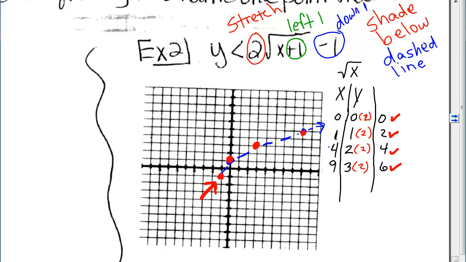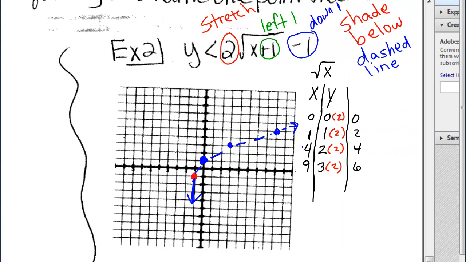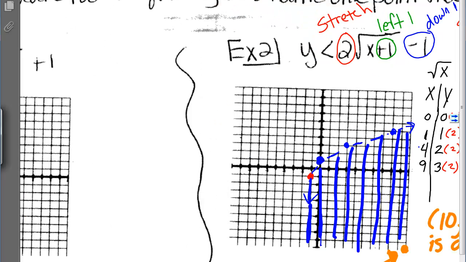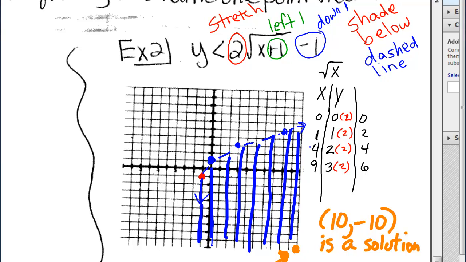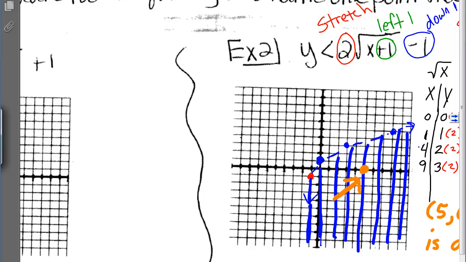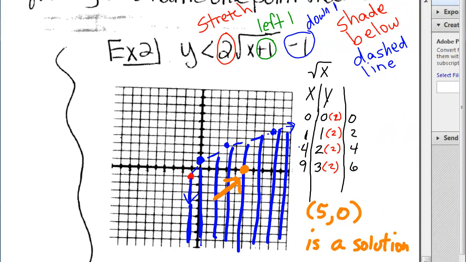Now let's figure out our shading. Starting at the beginning ordered pair, we draw an arrow down and we shade on this side. Remember, any point inside the shaded region is a solution. 10, negative 10 as the ordered pair. But any of these points inside will be a solution. 5, 0 is also a solution. This point out here, not a solution. It's not in the shaded region.